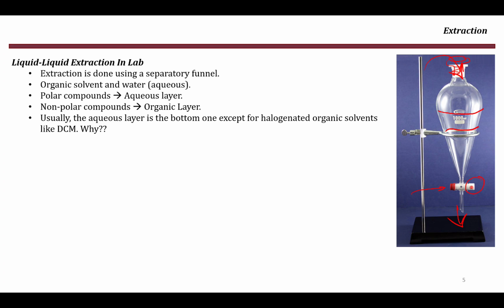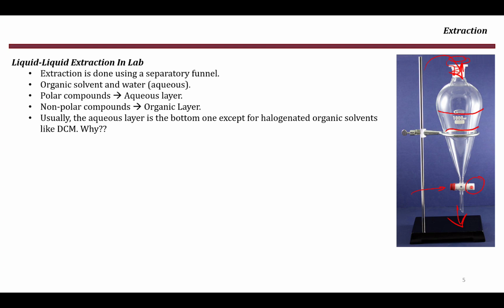So again, in general, water is heavier than most of the organic solvents. When I say heavier, I mean it has higher density. Because of this, water will always be the bottom layer and the organic solvent will be the top one, except if we are using a halogenated solvent, so a solvent which has halogen like dichloromethane. In this case, dichloromethane will have higher density than water, and that's why dichloromethane will be the bottom one. Water, for example, will be the top one, and any other halogenated solvent will behave in the same way. So you have to be careful which layer is the organic layer, which layer is the aqueous layer.